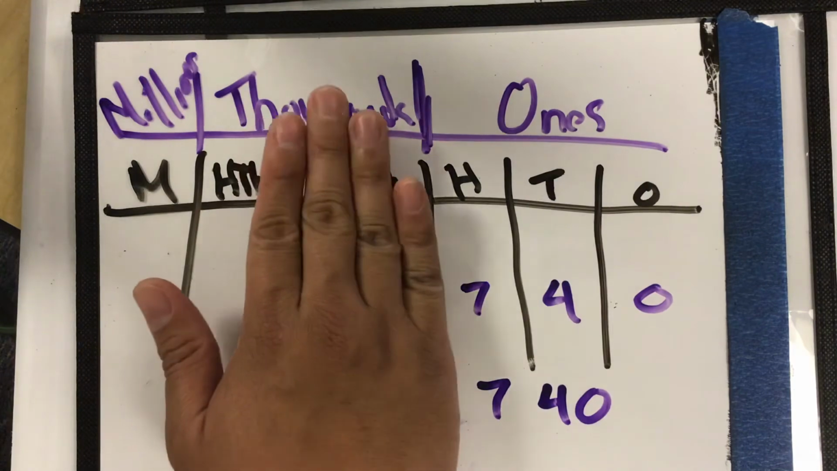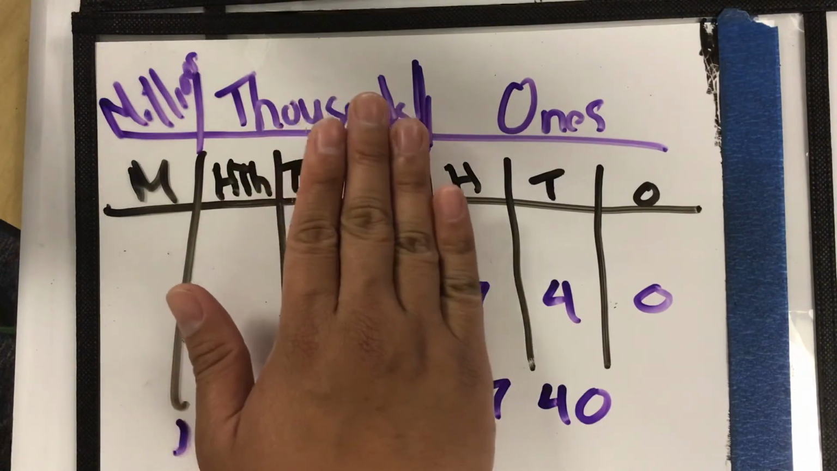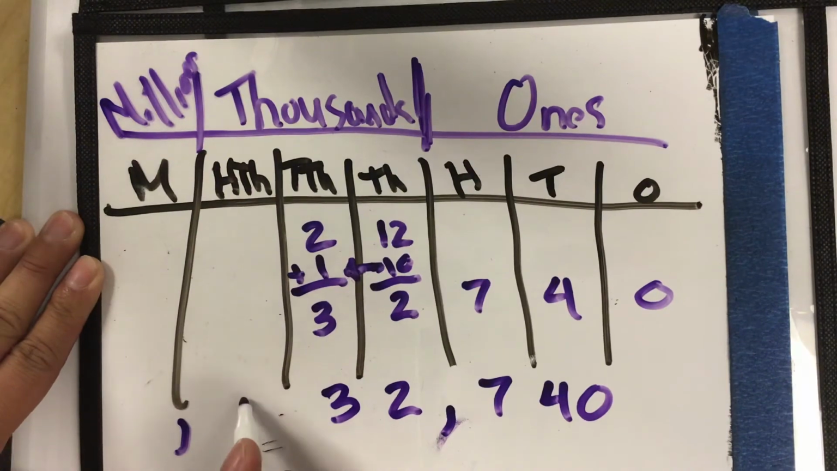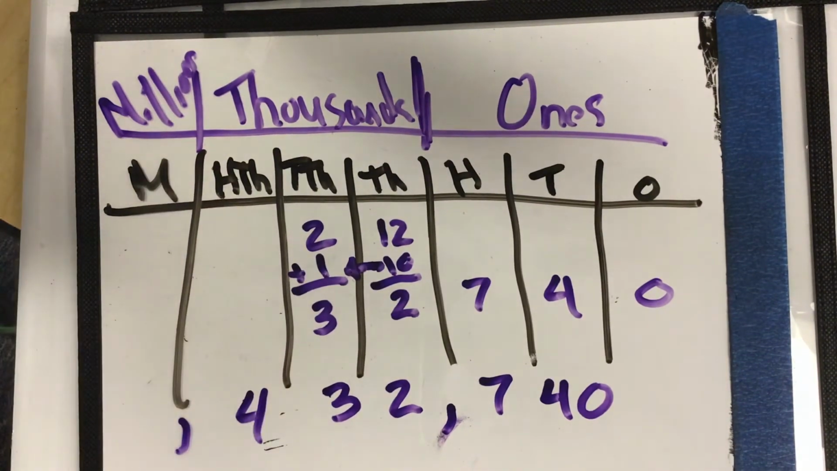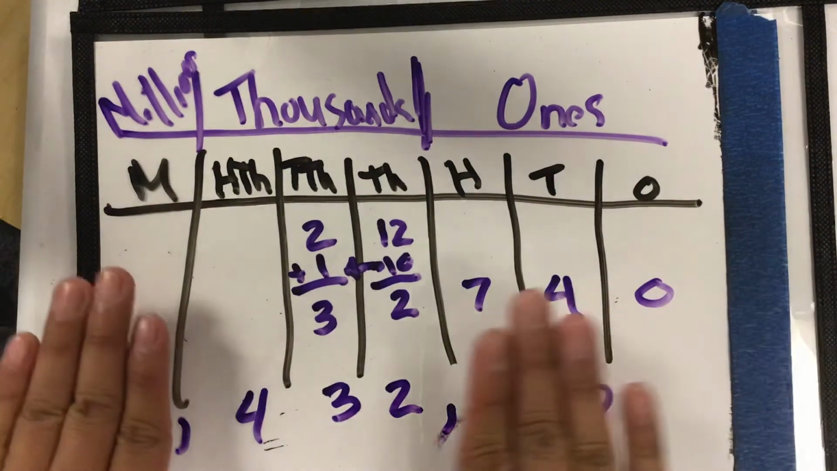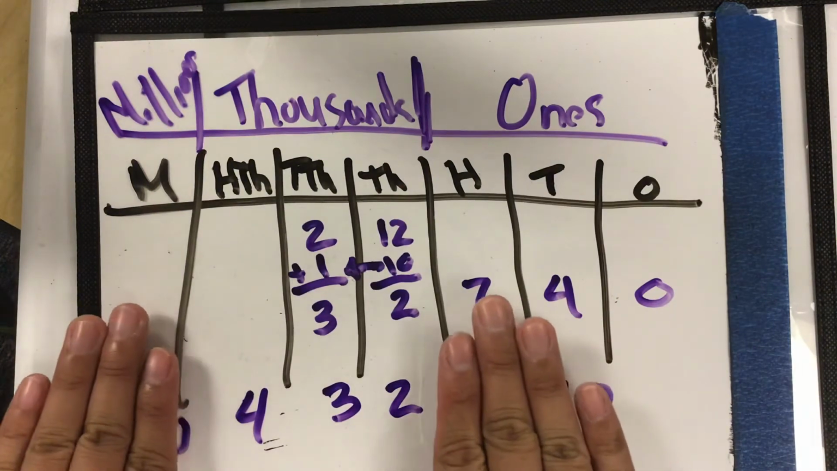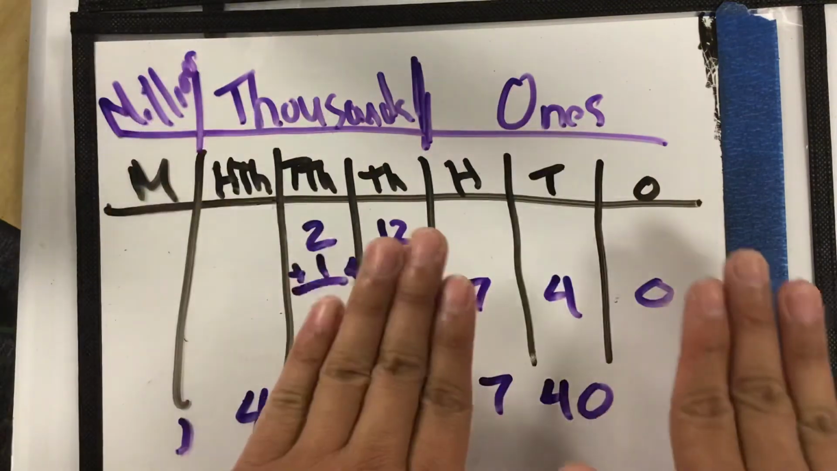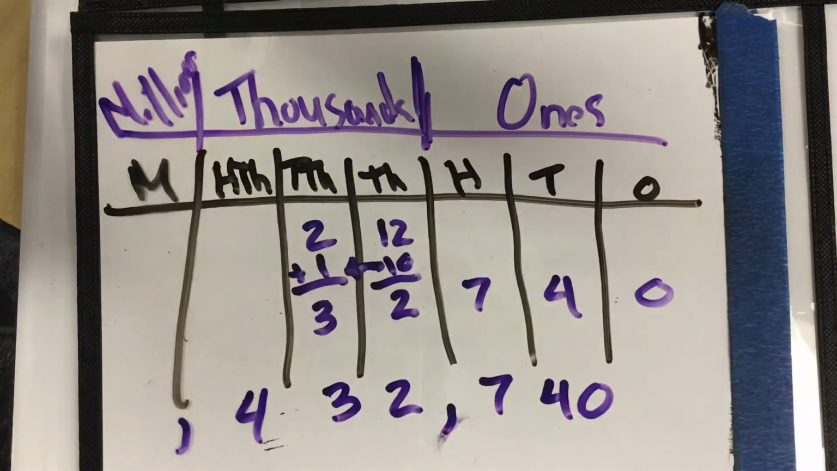We'll always see numbers based on the hundreds. So if our number was, let's say, that, let's read this number out first. We have 432,740. That's how we read that number.